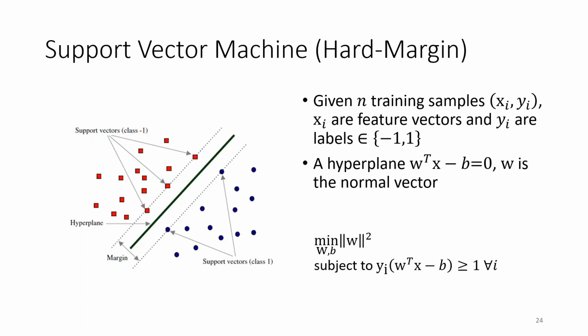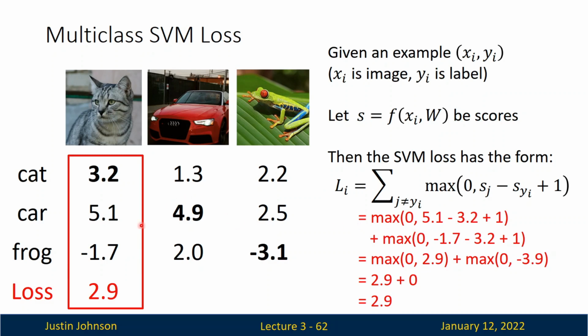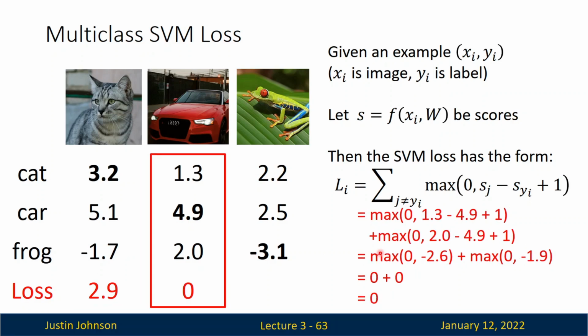And in this case, this is the support vector, and this is not, so it contributes nothing. So the loss for this image is 2.9. And let's see another case.